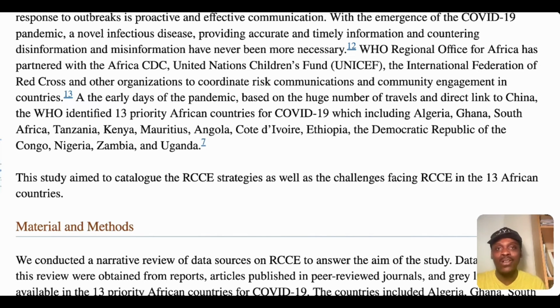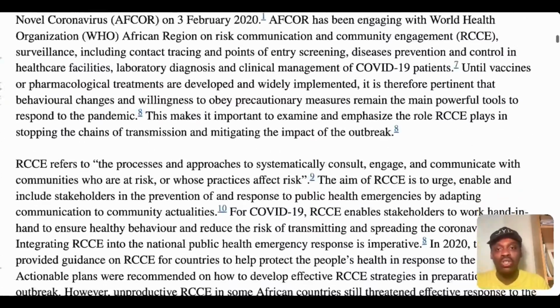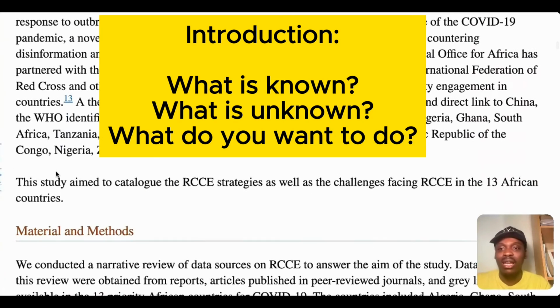It is educational, so that anybody that picks up this article will be able to understand RCCE strategies as well as the challenges facing RCCE in the 13 African countries. Simple. And remember, the introduction basically is to introduce, to tell us what is known, what is unknown, and what exactly you want to do, which is in the last paragraph here. What exactly do I want to achieve with this narrative review? Which education am I providing to the reader?